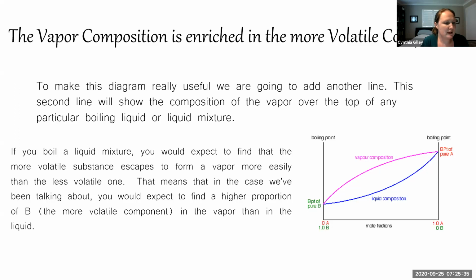So if you boil a liquid mixture, you would expect to find that the more volatile substance, remember that's the one with the lower boiling point or the higher vapor pressure, escapes to form a vapor more easily than the less volatile one. That means that in the case we've been talking about, you would expect to find a higher proportion of B, the more volatile component, in the vapor than in the liquid.